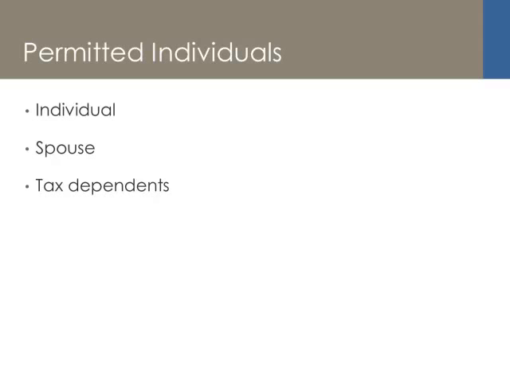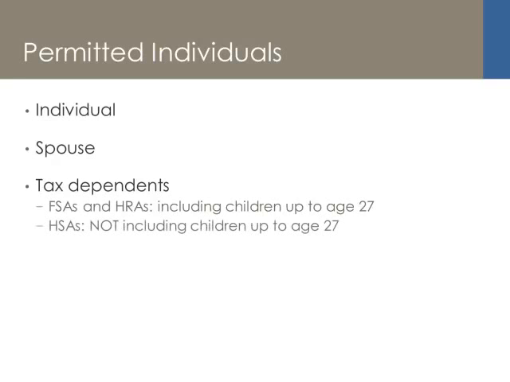The rules for FSAs and HRAs have been revised to incorporate the healthcare reform requirement that coverage be offered to a participant's adult child through the end of the tax year in which the child turns 27. However, the rules for HSAs have not been changed. So children must meet the prior requirements to be considered a tax dependent for reimbursement purposes.